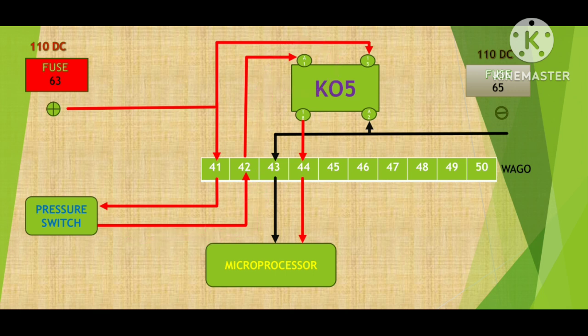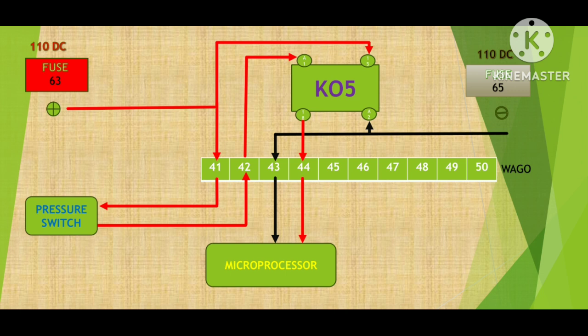If K05 activates, the power supply transfers from A1 terminal to 18 terminal in K05. From 18 terminal, power supply reaches directly to 44 Vago. From 44 Vago to microprocessor.